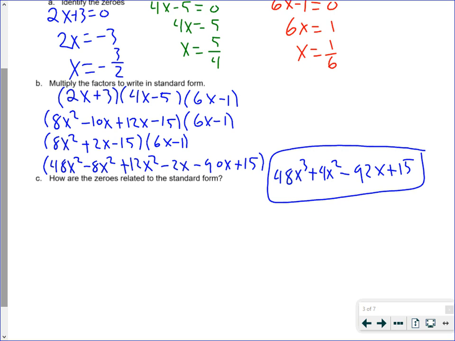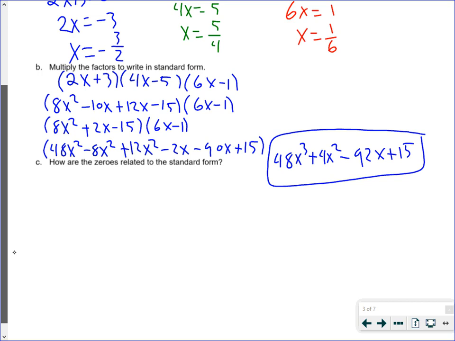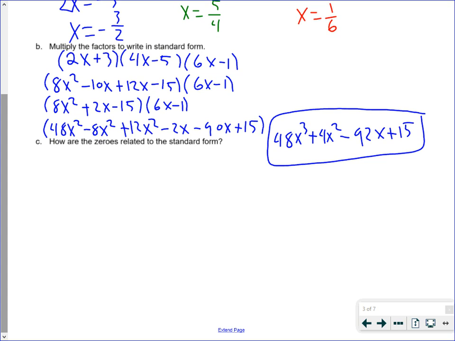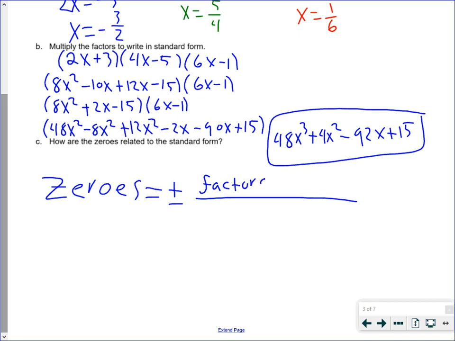So lastly, we're asked how are the zeros related to the standard form and how they're related. And we're going to touch on this much more in the next video, 8.1 day 2. It's that all our zeros of a polynomial will always equal plus or minus any of our factors of the constant all over, can't get those lines to connect.